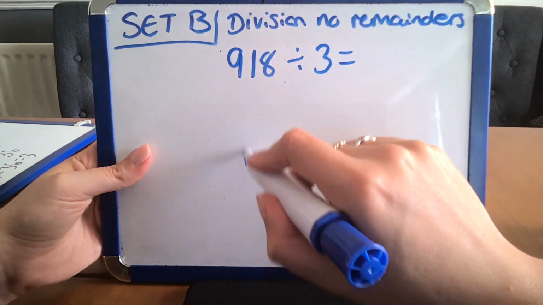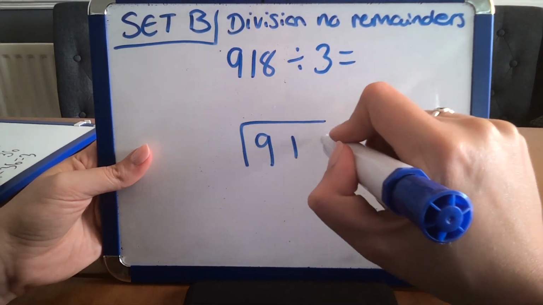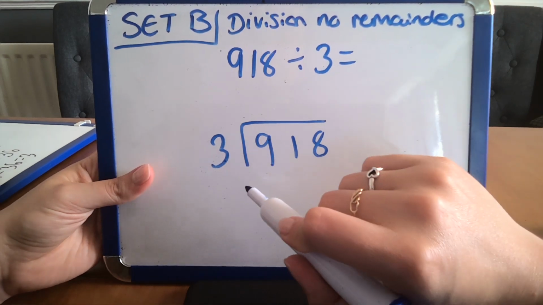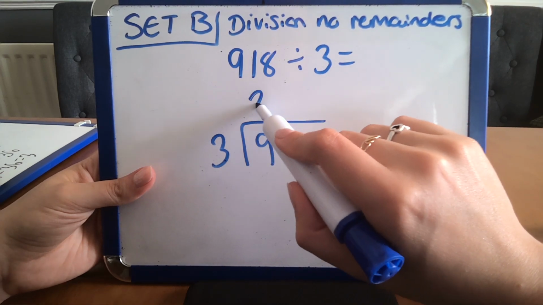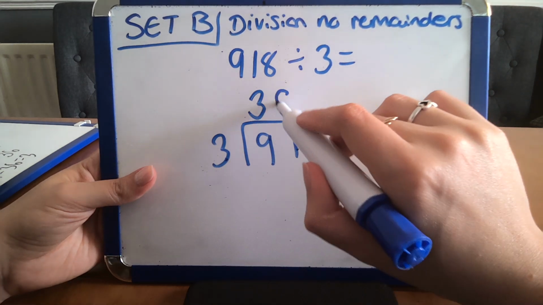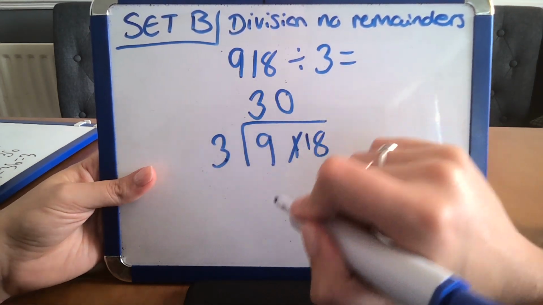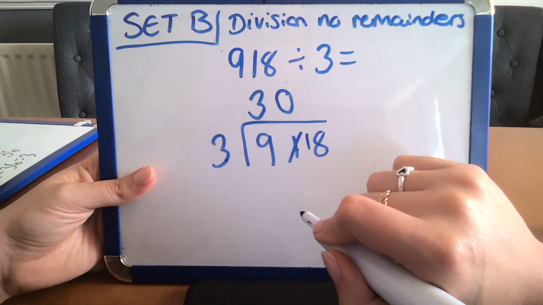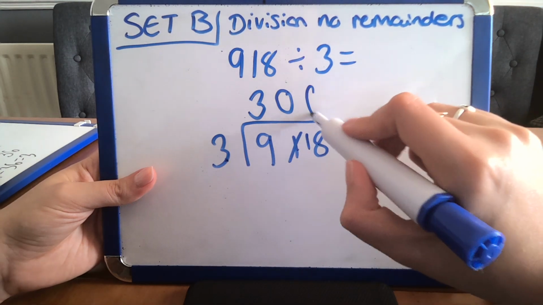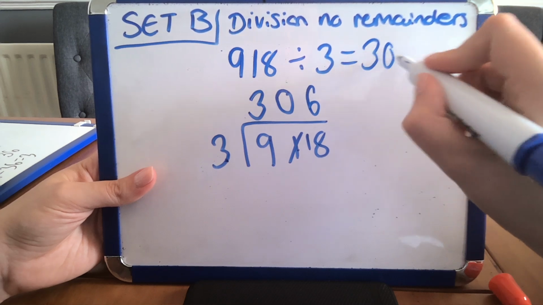918 divided by 3. How many 3s go into 9? 3. How many 3s go into 1? 0. So we cross that number through and put it next to our next number in the queue. How many 3s go into 18? 6. So our answer is 306.